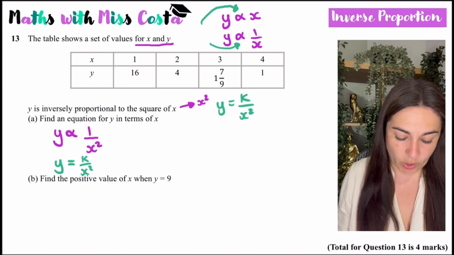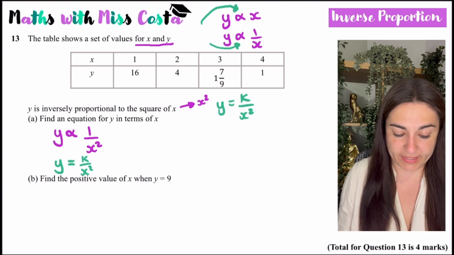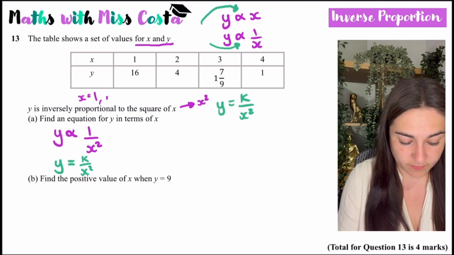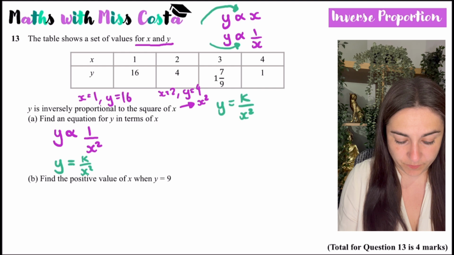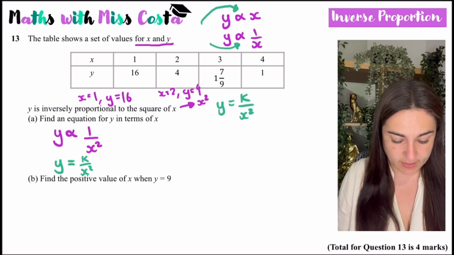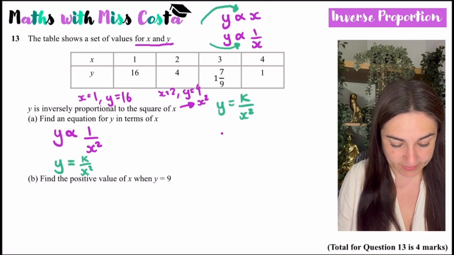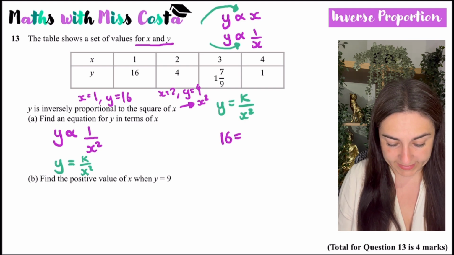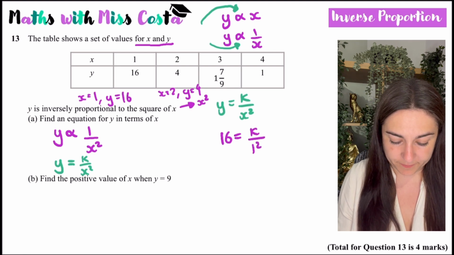I am going to substitute any values in. So when x is 1, y is 16. When x is 2, y is 4. I could substitute any of these values in, it doesn't matter. I'm going to do 1 and 16. So when x is 1, y is 16. Therefore 16 equals k over 1 squared.